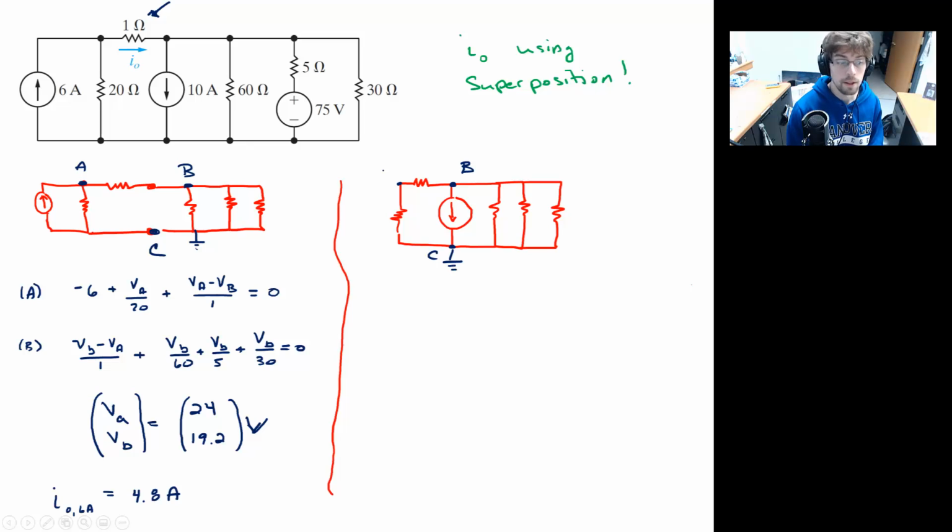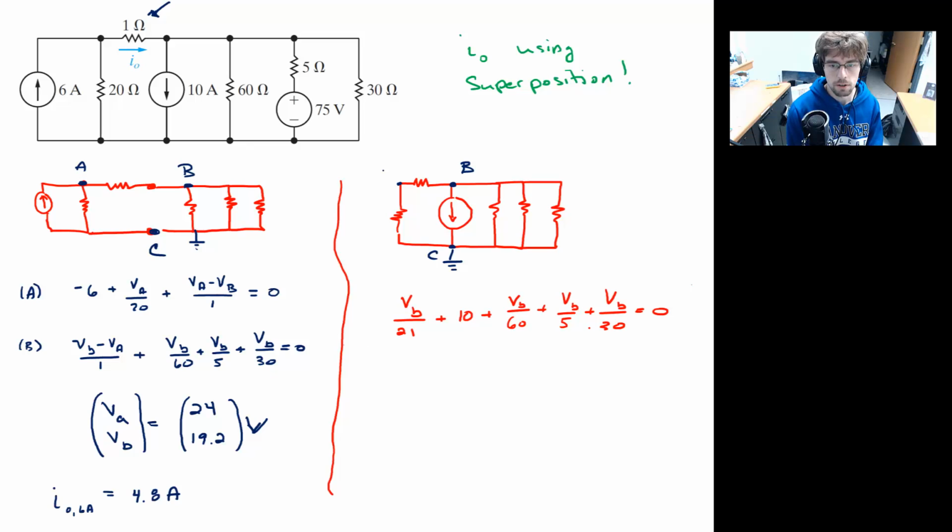There we go. So this one might even be faster. We don't have to sub and solve even. We'll just write down our equation and we'll have our answer. So let's go at it. We have VB over 21. That's that left route. And then here we have that 10 amps leaving the node. And added to that, we have VB over 60 plus VB over 5 plus VB over 30 equals 0.